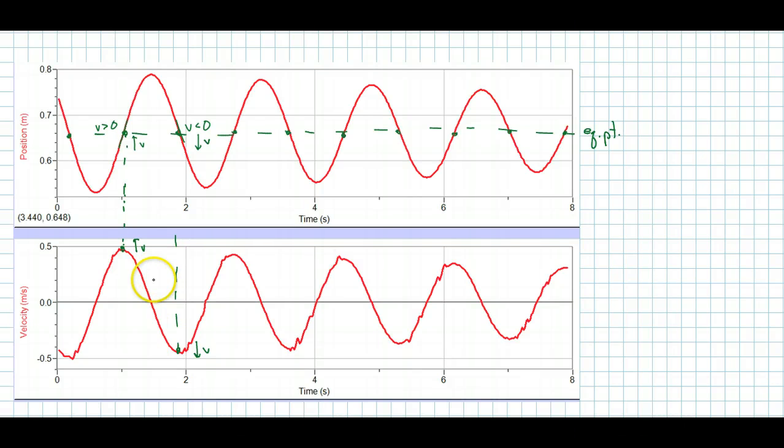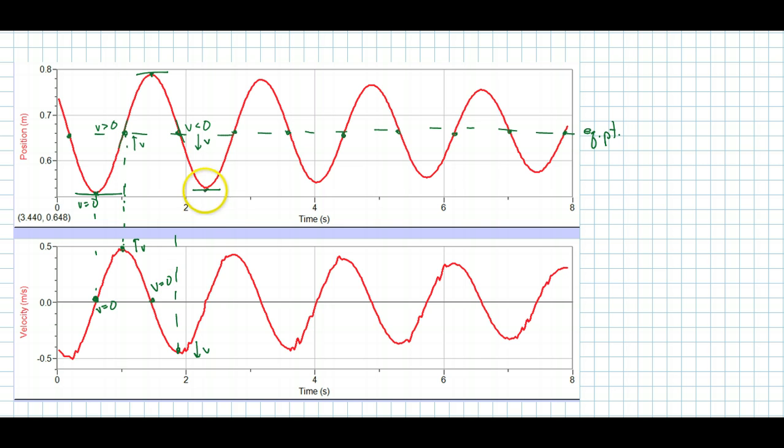If we look at the graph to figure out where the velocity is 0, we're looking for, on the position graph, places where the slope is 0. So if I draw a tangent line here, that's a flat tangent line. Slope is 0, slope is 0, slope of 0. So at these points, the velocity is 0. If I look down to check, yep, that's where the velocity is 0. Okay, the value of the velocity at that point is 0.